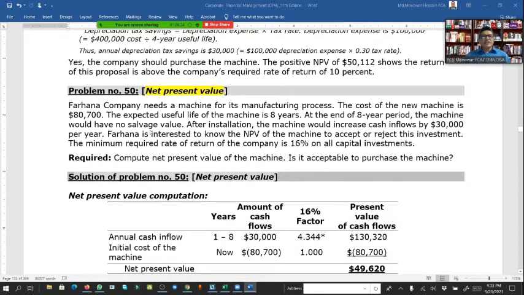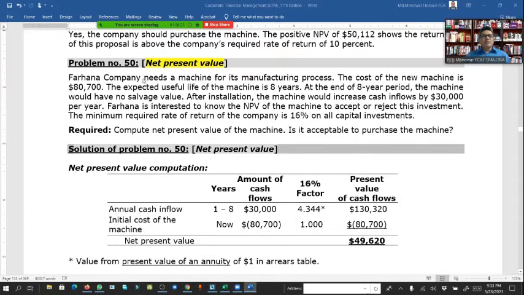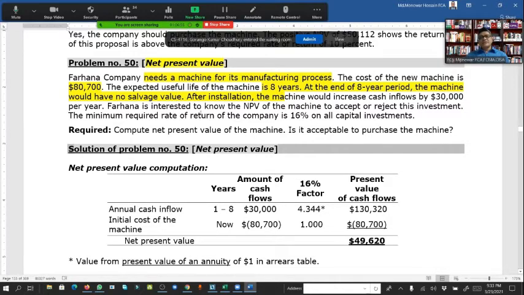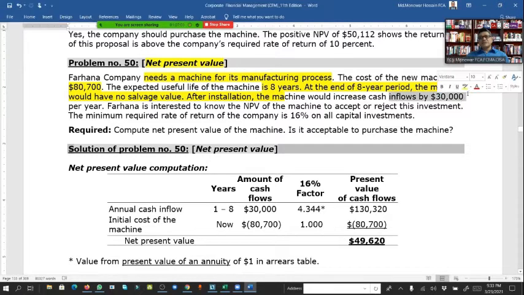Here is a math problem on net present value, simple math. A company needs a machine for the manufacturing process. The cost of the new machine is 80,700. The expected useful life of the machine is 8 years, and after 8 years the machine will have no salvage value. After installation, the machine would increase the cash inflow by 30,000 per year. We want to know the NPV of the machine to accept or reject the investment. The minimum required rate of return is 16% on all capital investment.